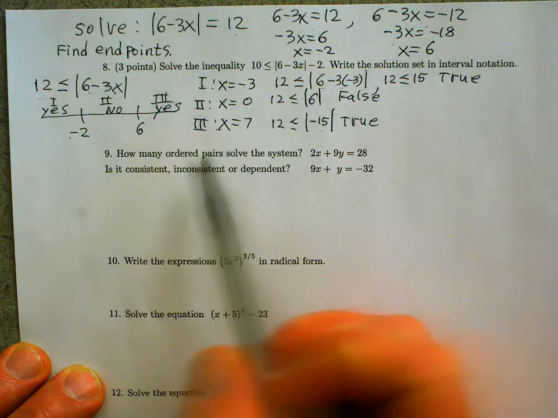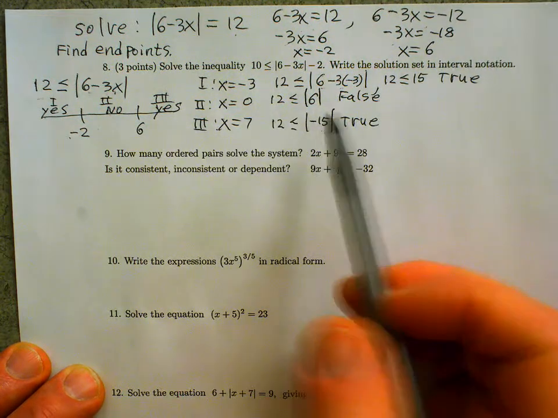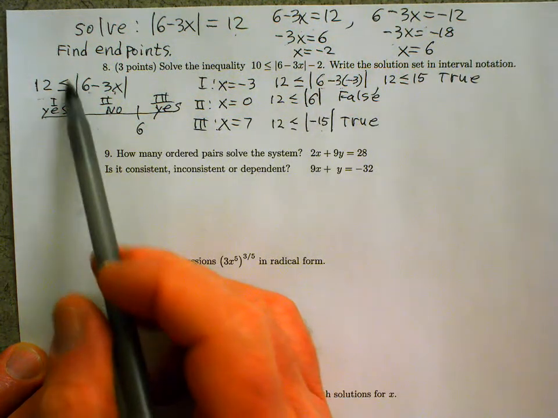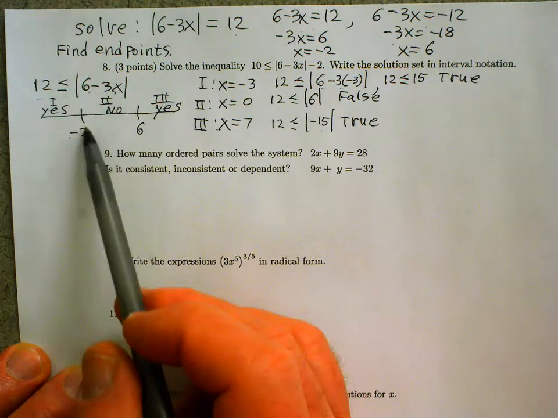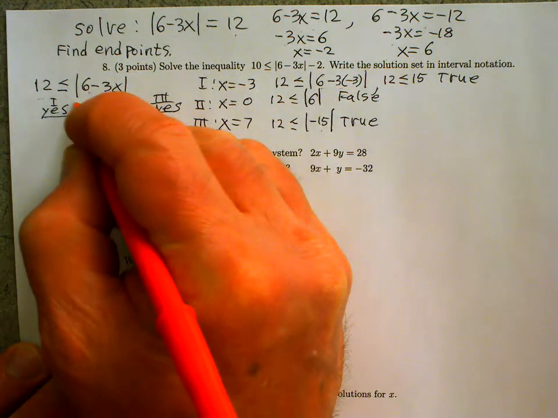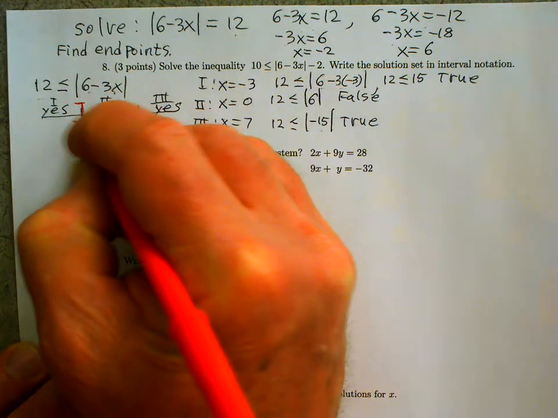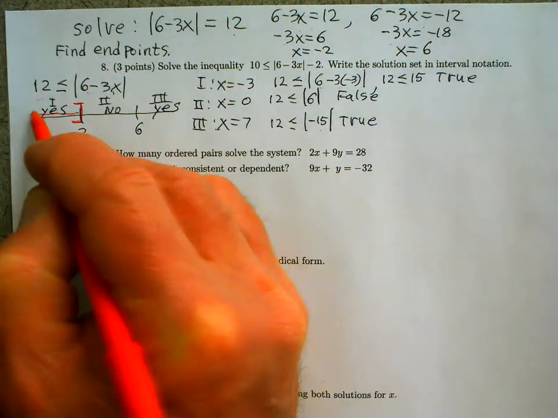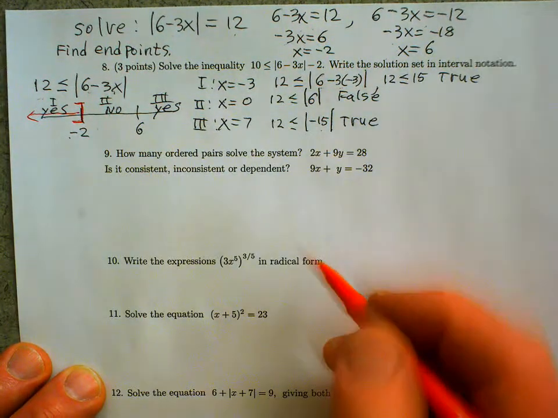Since the inequality for this absolute value is less than or equal, that means we include the endpoints. So graphically, we have a bracket at the endpoints to indicate that the endpoints are included.